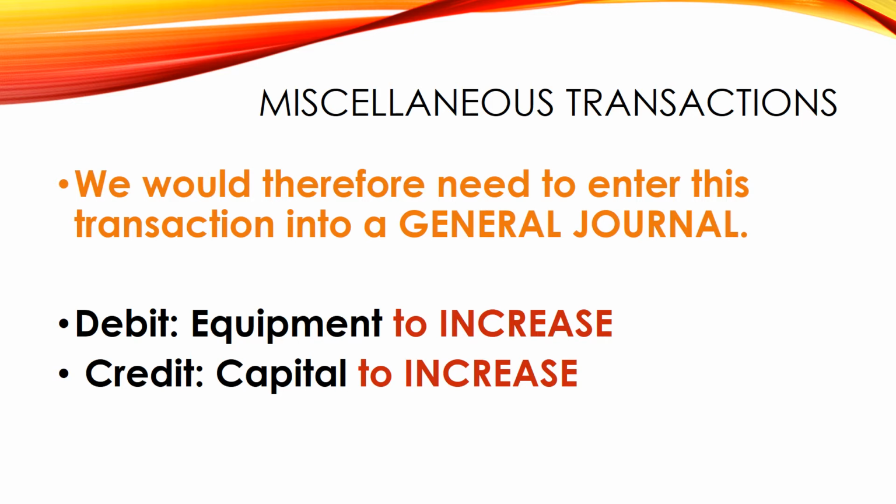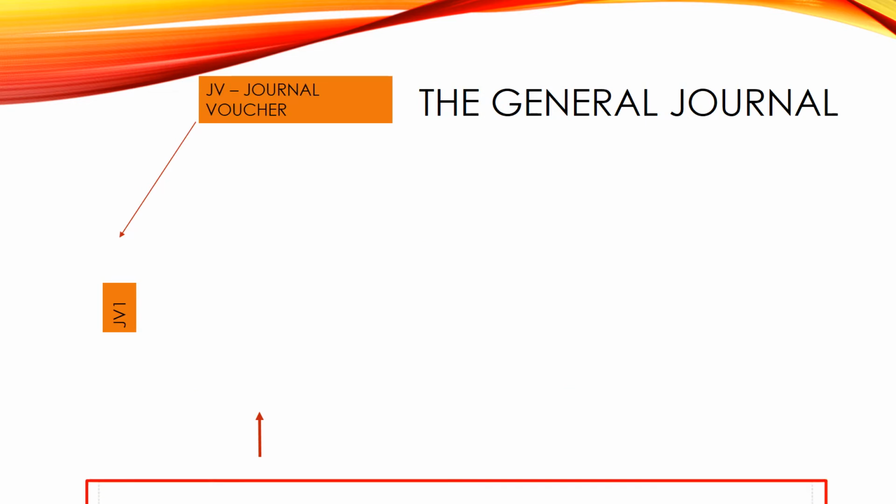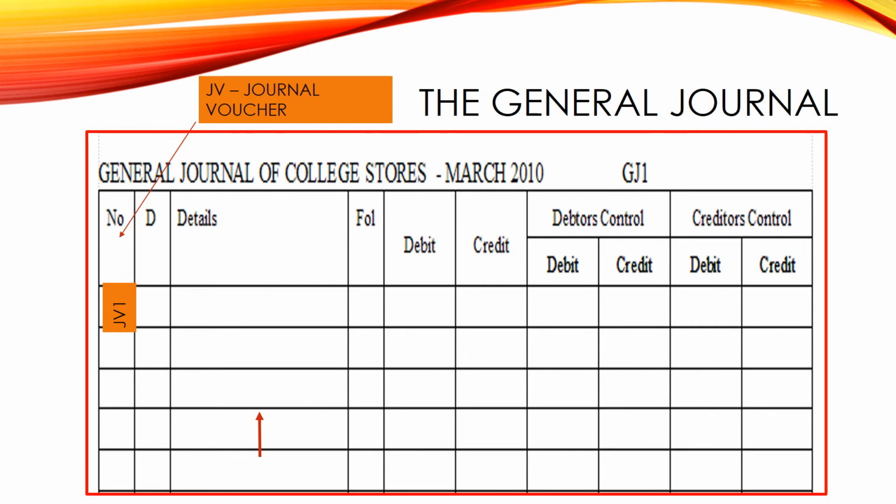It sounds simple enough. Let's have a look at what a General Journal looks like. Right, for a General Journal, we've got to use a General Journal voucher. If you just look at the format of the General Journal, you will see that we have our normal heading, General Journal of College Stores for March 2010. In the number column, we put in our source document. The source document would be a General Journal voucher. In the D column or day column, we put the date. The month has already been established in the heading.